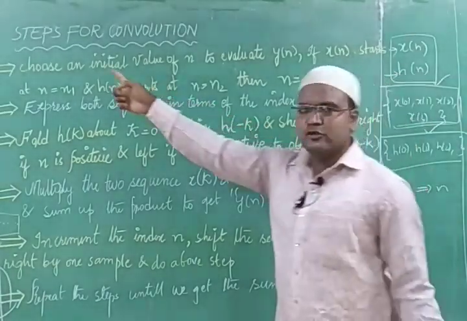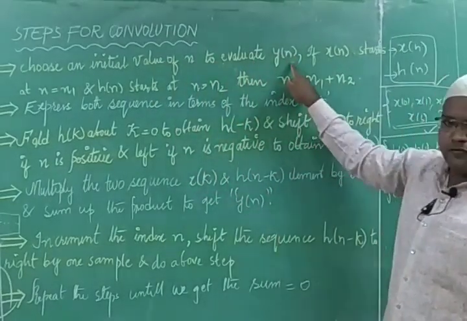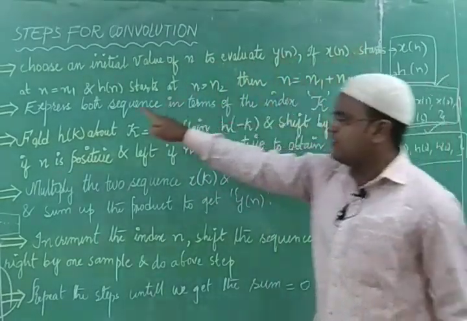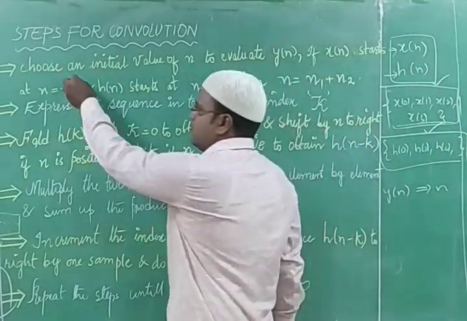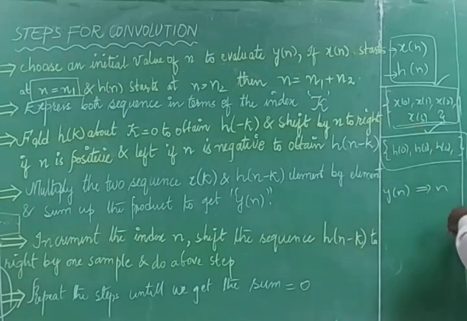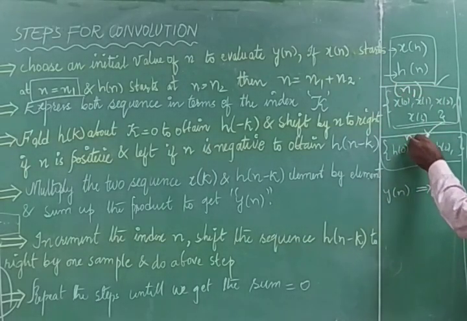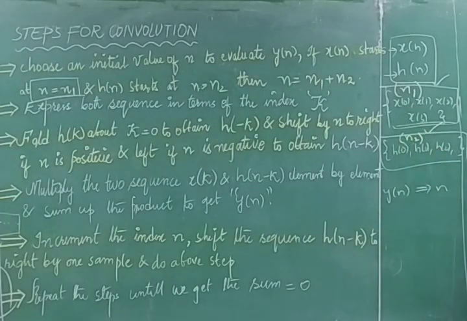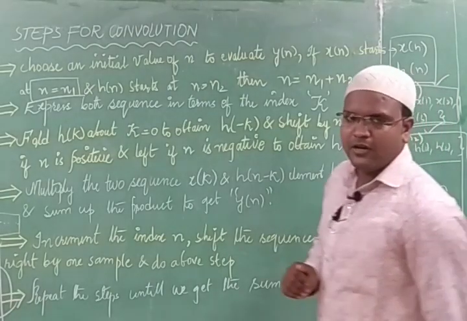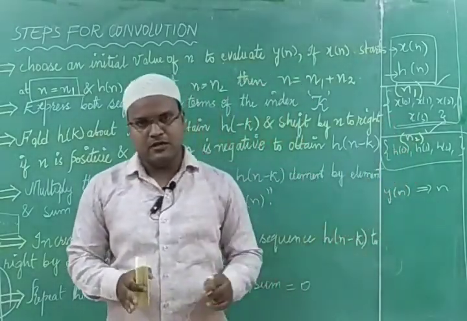We are saying choose an initial value of n such that to get y of n, x of n starts at n is equal to n1. So what is the first input signal's samples? Suppose it has n1 samples and the second has n2 samples. It's not mandatory that the number of samples of your first input is the same as the number of samples of the second input h of n. So both sample sizes can be unequal.